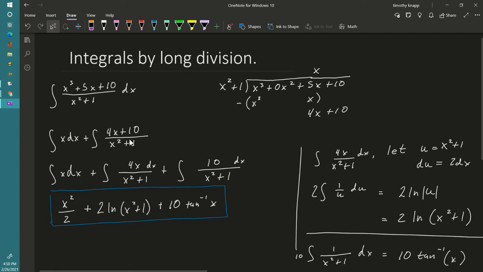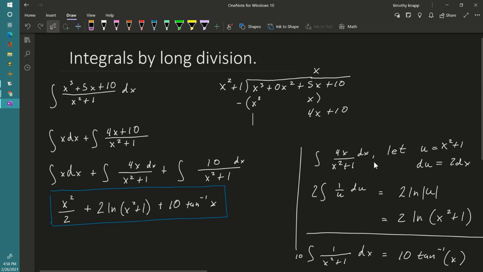And now I have two separate integrals. This is a simple integral. This is just x squared over 2. This integral here can be split into two separate integrals, okay? Each with a denominator of x squared plus 1. This one, you'll notice, is going to end up being a natural log, right? You just kind of factor out a 2. And then you notice that if I have a 2x, the numerator is the derivative of the denominator. So that's going to be your natural log, okay?